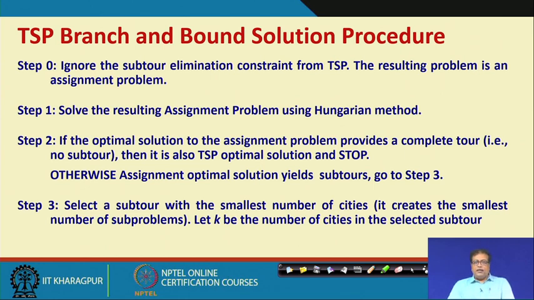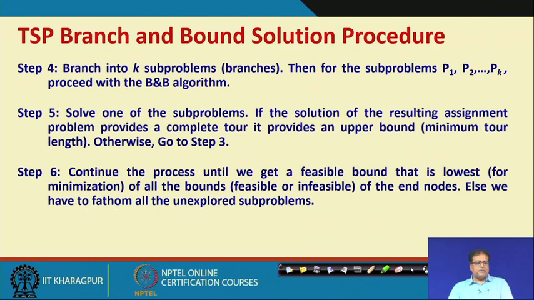There will be some subtours instead of a complete tour; take the smallest subtour. Let us say the subtour has got 2 legs. So, we branch the main problem into 2 branches, and if the smallest subtour has got, let us say, 3 legs, then we branch into 3 such branches. Then assume there are k subproblems or branches; solve the subproblems P1, P2, up to Pk and proceed with the BNB algorithm.